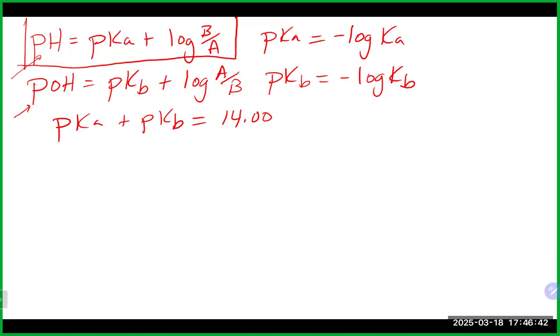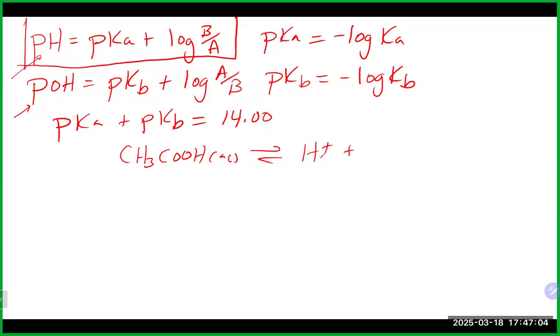Now, as we talked about last time, if you are a fan and still like the ICE table, you could absolutely still do the ICE table like we did in that example, and it's perfectly fine. You do not have to use the Henderson-Hasselbalch equation, although it may actually save you some time, but you will get the same answer like we did in that example.